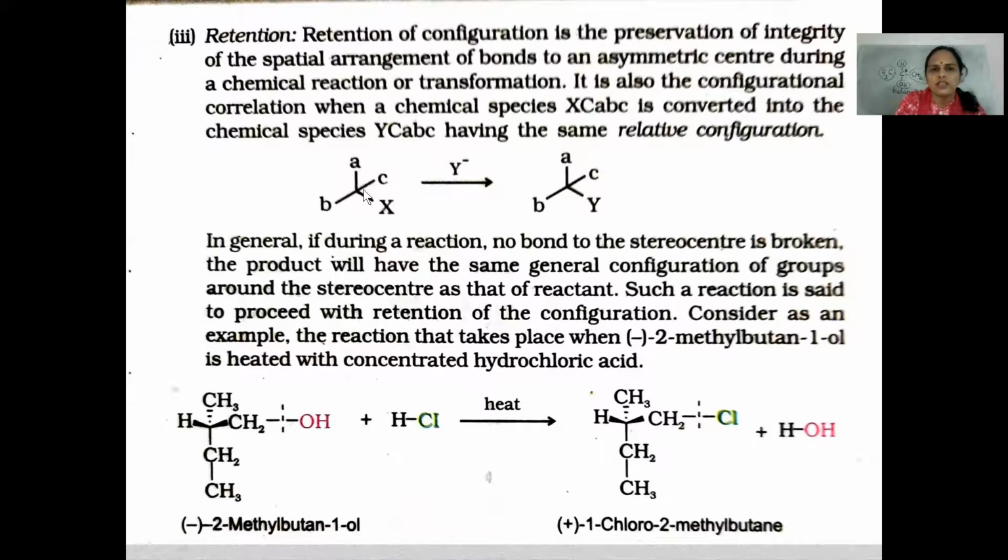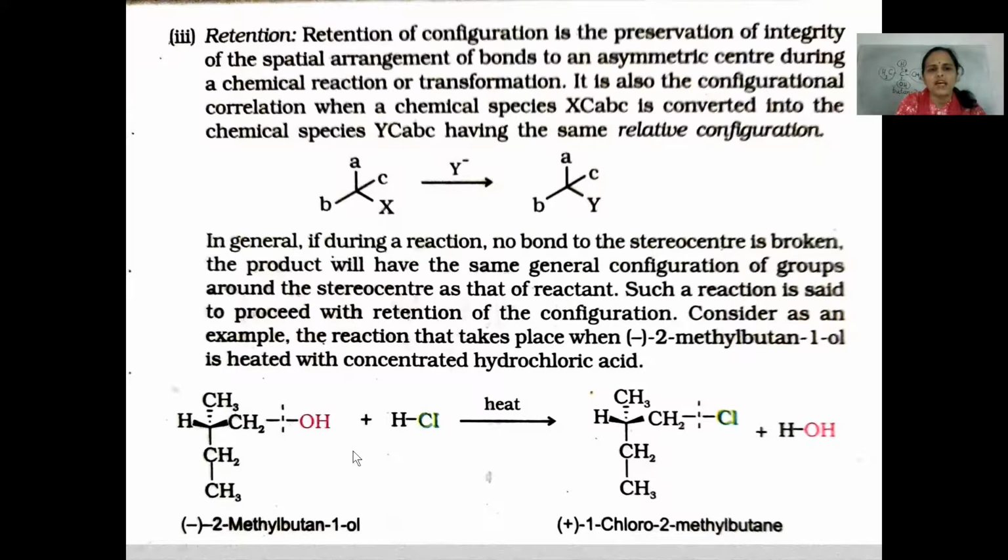So you see here the A, B, and C. No bond to the stereo center is broken here. The product will have the same general configuration of groups around the stereo center as that of the reactant. So you see A and A are the same, B and B are in the same position, and C and C are in the same position. Only X is getting replaced with Y, and such a reaction is said to proceed with retention of the configuration. You can see the example.